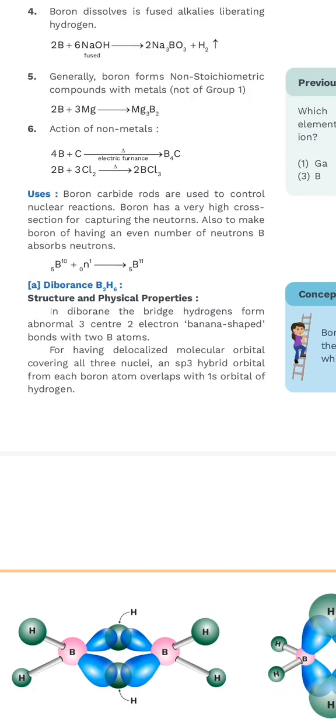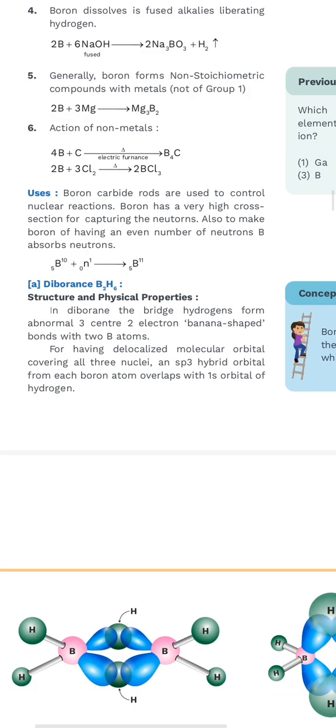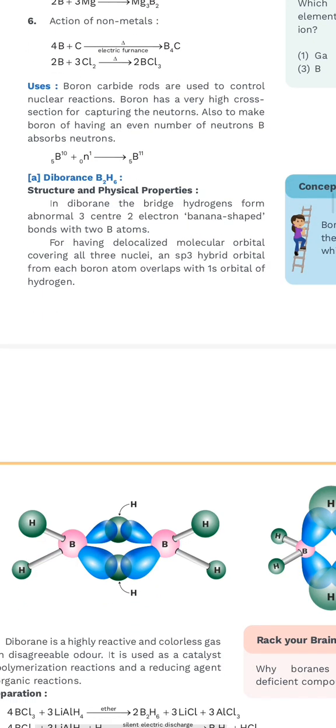Uses. Boron carbide rods are used to control nuclear reactions. Boron has a very high cross section for capturing the neutrons. Also, boron having an even number of neutrons absorbs neutrons.